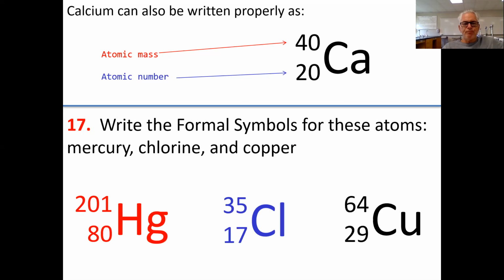Look at what we got. Mercury has an atomic mass of 201 AMUs when we round it to the nearest whole number. It's got 80 protons. It also has 80 electrons. Chlorine has an atomic mass of 35 AMUs. It's got 17 protons. And copper, 64, is the mass of copper, and it has 29 protons. So from this, you could figure out, well, if the mass of copper is 64 and you take away 29 protons, how many neutrons? This is a good thing.